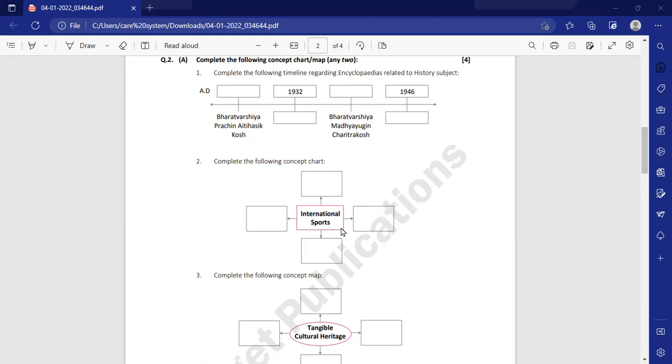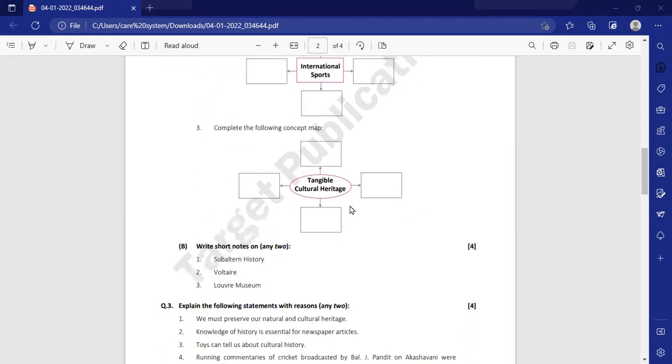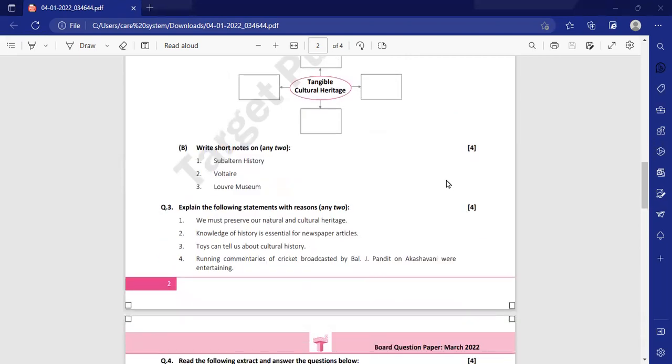Okay, see, this international sports was very easy. Tangible cultural heritage. You all know tangible and intangible. These two sources are there. Their differentiation is there. Write short notes on 4. See, subaltern history. At least half page short note you should write. Okay. Remember it, half page, not more lengthy also. The whole page don't write. Half page for subaltern history. That also you should write main points.